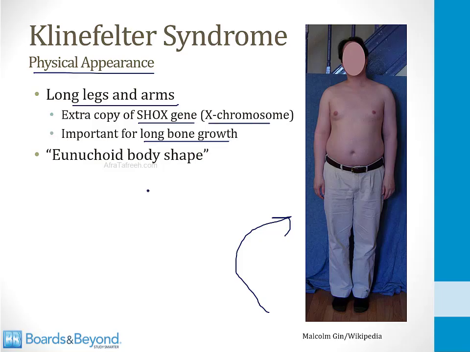Patients with Klinefelter are also said to have what's known as a eunuchoid body shape. A eunuchoid body shape means a body shape that is lacking in sexual differentiation between male and female. It's sort of an in-between body shape. And you can see that if you look at this man on the screen here, he's lacking the usual broad shoulders that men have, and he's got a body shape that is sort of in between the male and female body shape.